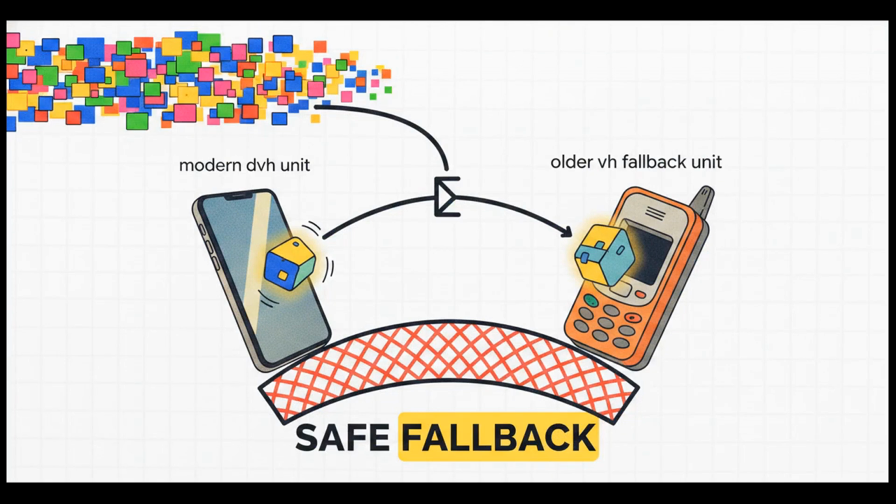There is a slight catch, though. Because DVH is relatively new, we have to be smart about how we write our CSS so it doesn't break for users on older setups. You always want to provide a fallback. So you write min-height 100 VH first for the older browsers, and then immediately follow it up with min-height 100 DVH. Modern mobile browsers will read that second line and use the perfect dynamic height, while the older ones will just safely ignore it and rely on the fallback.